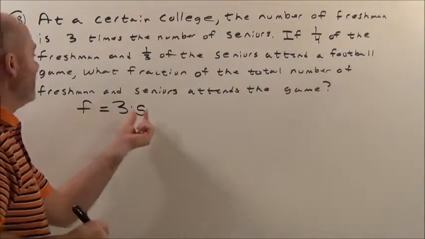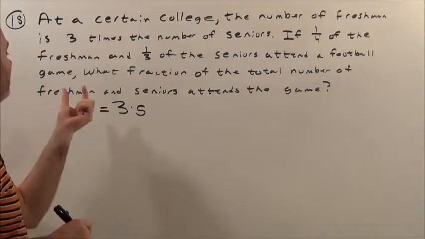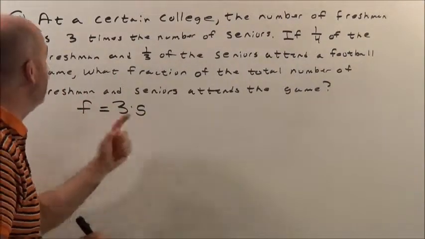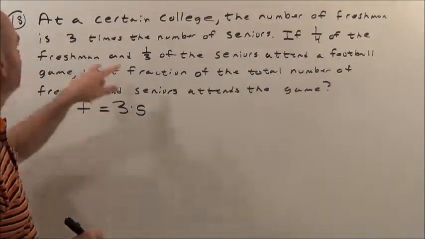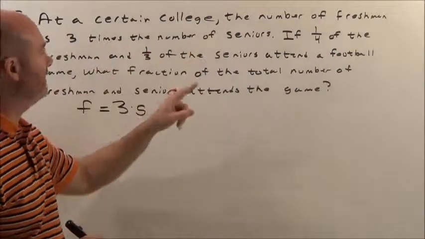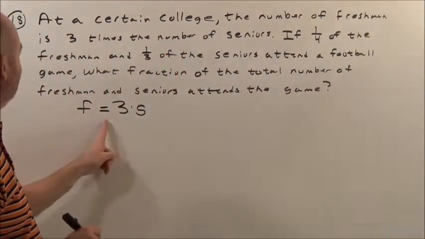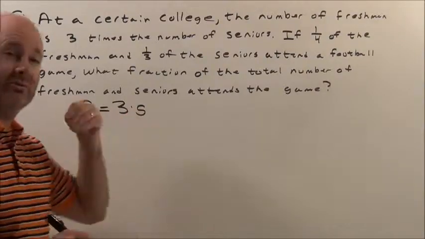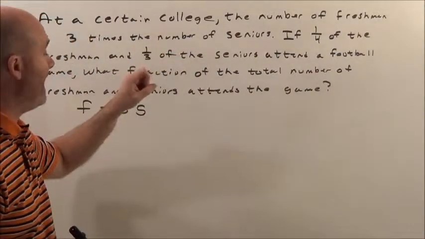So if there's like 20 seniors, that means there's 60 freshmen. There's 3 times as many freshmen as there are seniors. The number of freshmen is 3 times the number of seniors. So we just translate the language right off the bat.